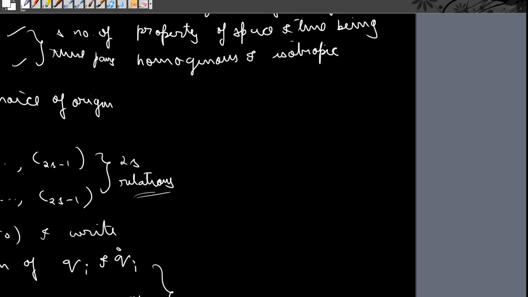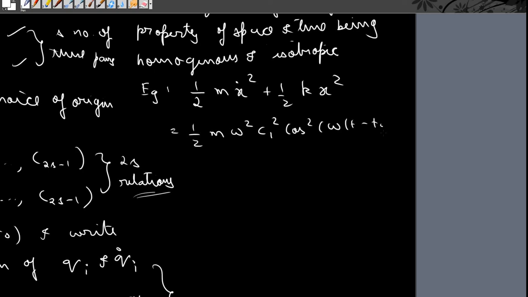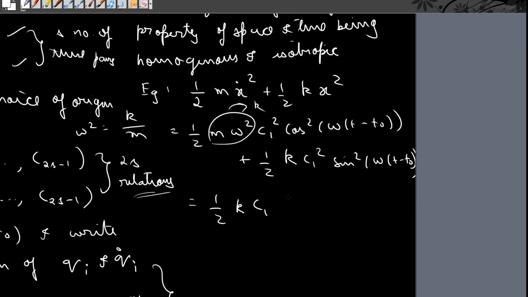So let us understand with an example. Consider our harmonic oscillator: the quantity half m x dot squared plus half k x squared will be half m omega squared c1 squared cos squared omega (t minus t naught), plus half k c1 squared sine squared omega (t minus t naught). But we had defined omega squared as k by m, so this turns out to be half k c1 squared times (cos squared plus sine squared), which is equal to 1. So this is half k c1 squared, which is a constant. So this particular function is an integral of motion.